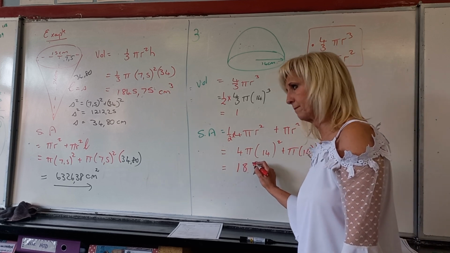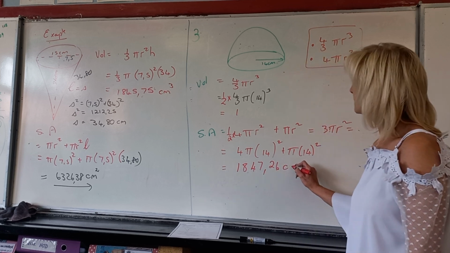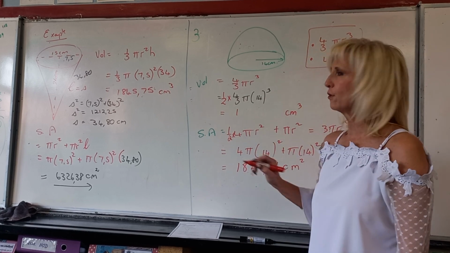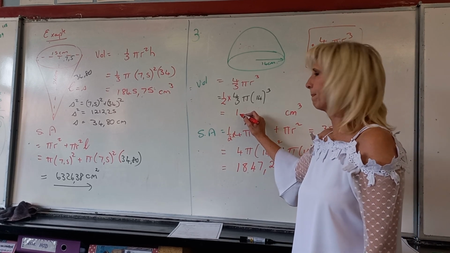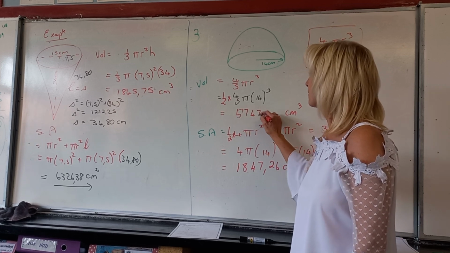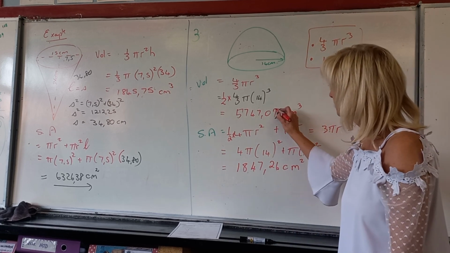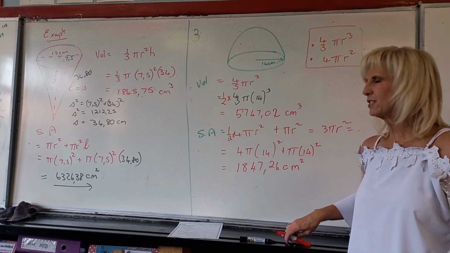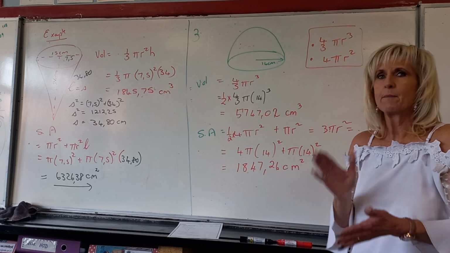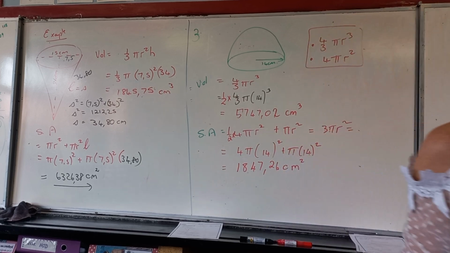1, 8. 47,26. And this would be centimeters squared, surface area. This would be centimeters cubed because it's volume. And please give me the answer. 5747,02. Somebody agree with me, please? Alright, guys. So it just gets interesting when it's only half and you're going to add some surfaces to it. But basically, it's about knowing your formulas and being able to work with them.